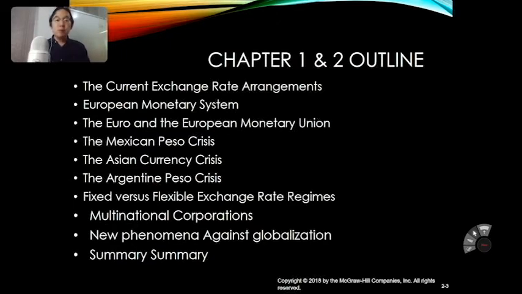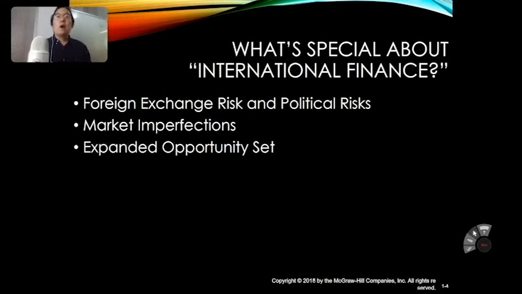Then we'll move down to fixed versus flexible exchange rate regimes. And we're going to talk about multinational corporations a little bit. And then finally, we're going to discuss the new phenomena against globalization. Why did that happen? Because of bipolarization of income and wealth and all these kinds of things. We're going to see that a little later. So it's going to be a lot of fun.